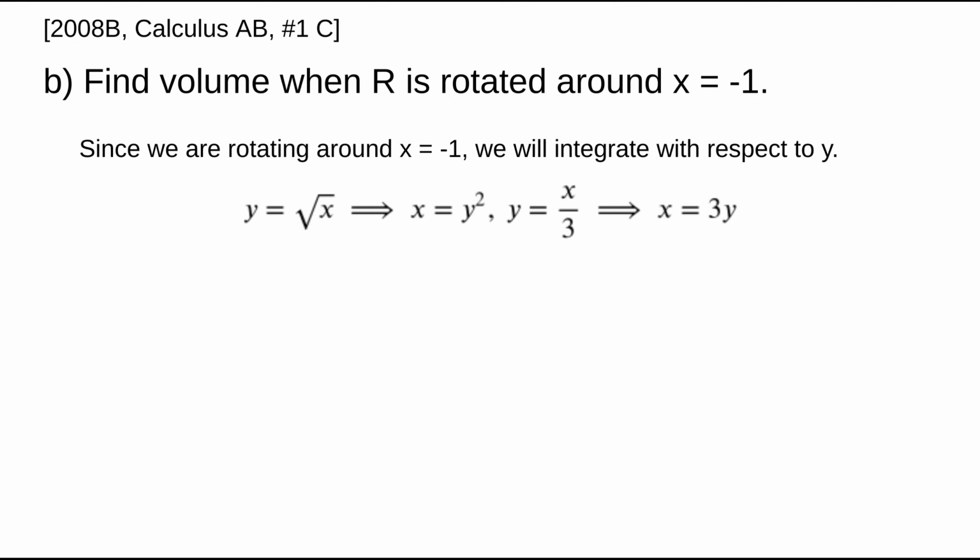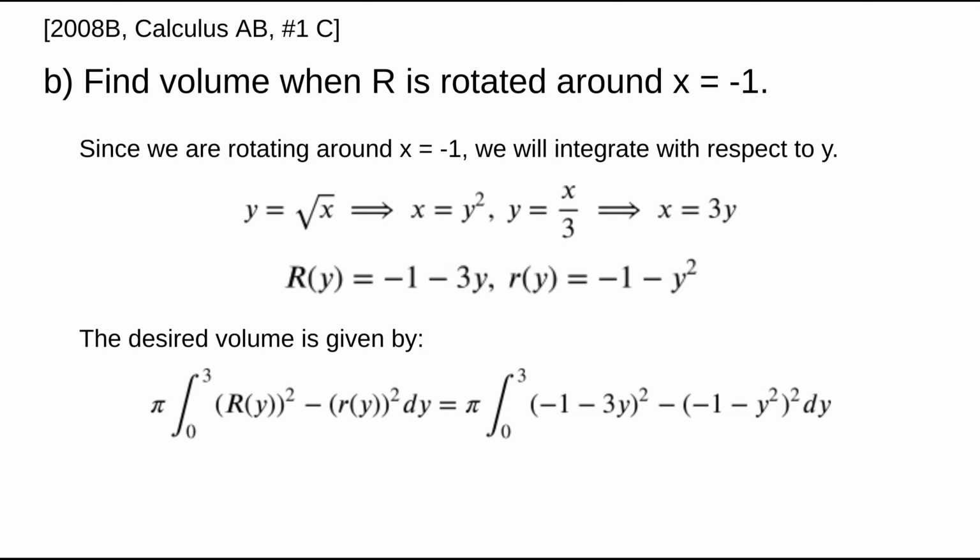From here, we have to construct our two radius functions relative to our axis of revolution, x equals -1. Our big radius is made up of -1 minus whatever function is furthest away from this vertical line, which is the function x equals 3y. So our big radius function as a function of y is -1 minus 3y. And our little radius function is going to be -1 minus the function which is closest to this vertical line, which is the y squared function. So the function little r of y is -1 minus y squared.